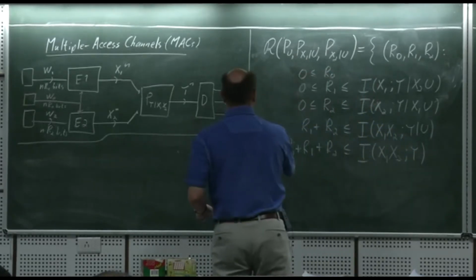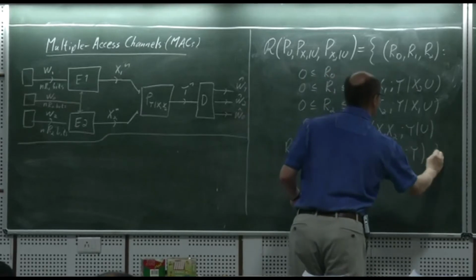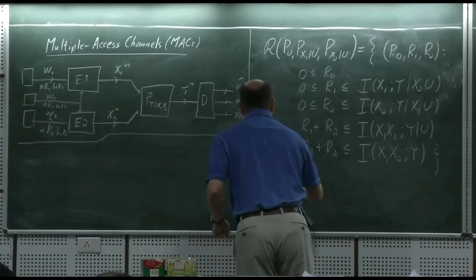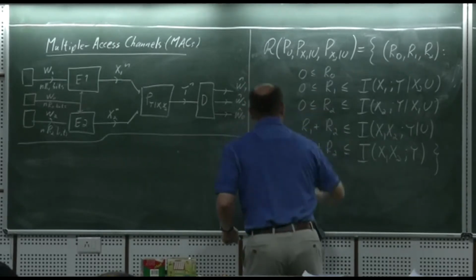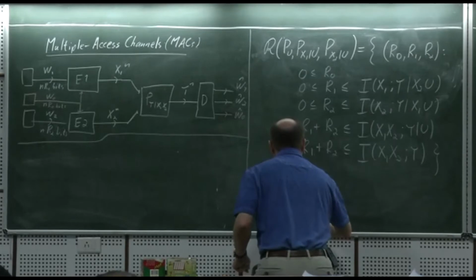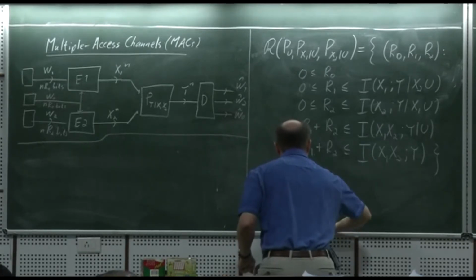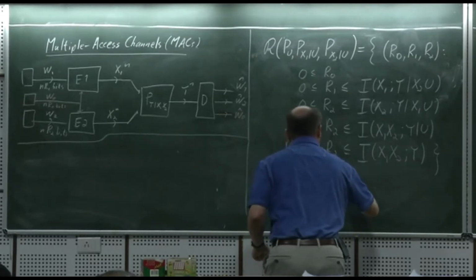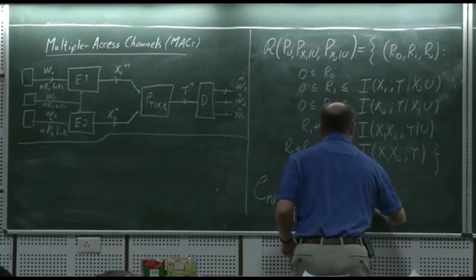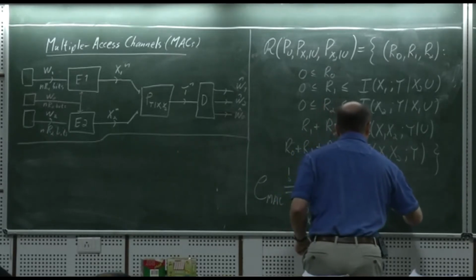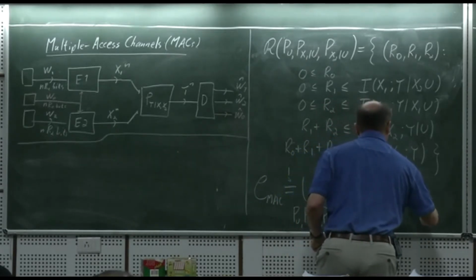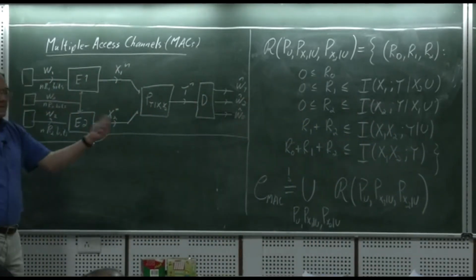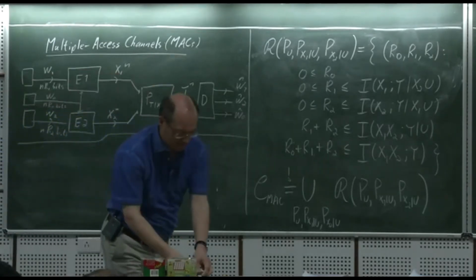Okay, so that is our region, and I claim that the capacity region of the MAC is the union over all these distributions of this region. That's going to be what we want to prove in a moment. So this method of coding turns out to be optimal.